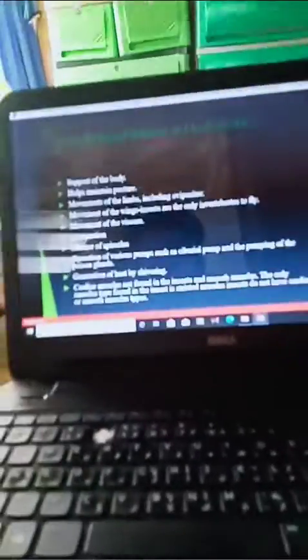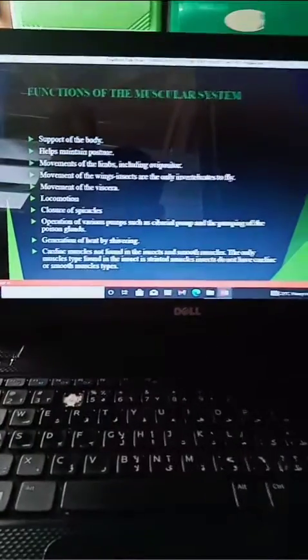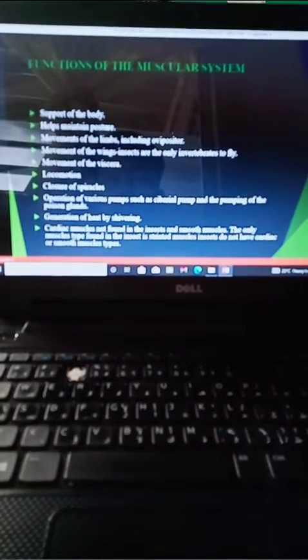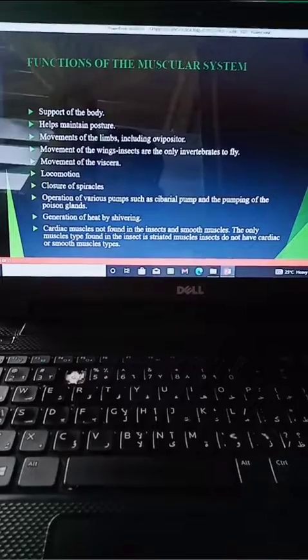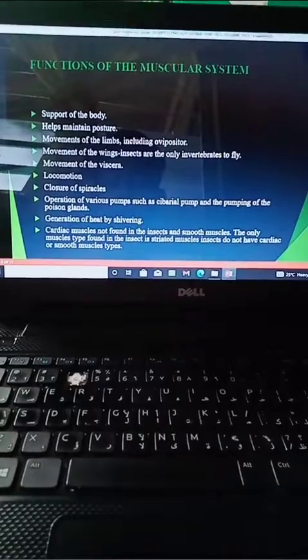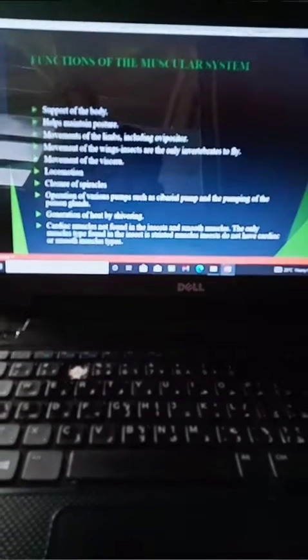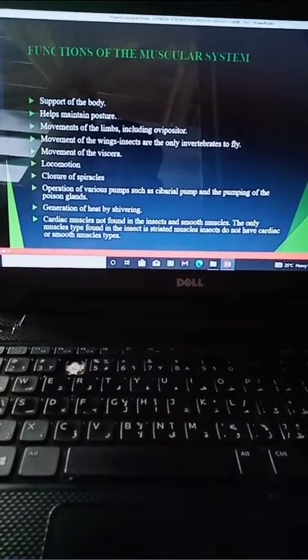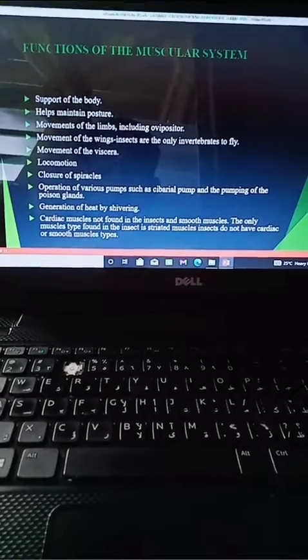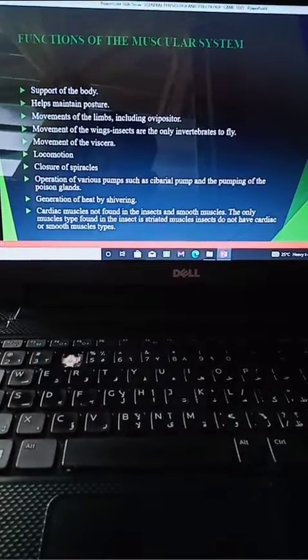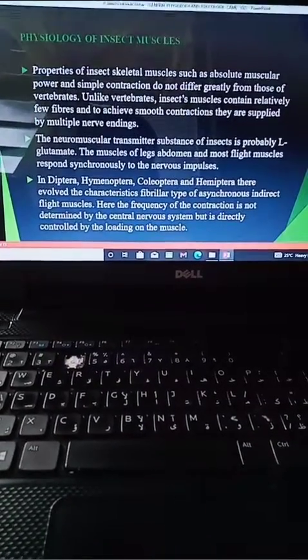Function of the muscular system. Support the body, help maintain posture, movement of the limbs including the ovipositor, movement of the wings. Insects are the only invertebrates that fly. Movement of the viscera, locomotion, closure of spiracles, operation of various pumps such as the cerebral pump, and pumping of the poison glands. Generation of heat by shivering. Cardiac muscles are found in insects, and striated muscles are the only muscles found in insects, rather than cardiac or smooth types.